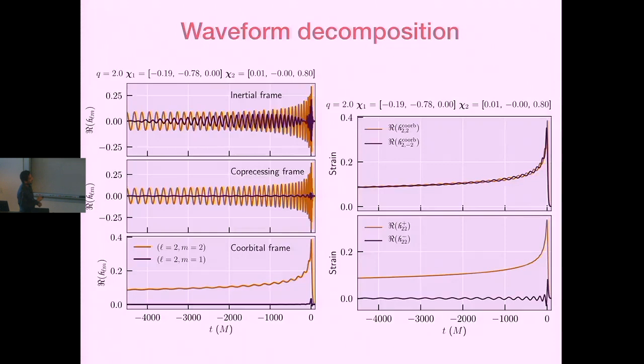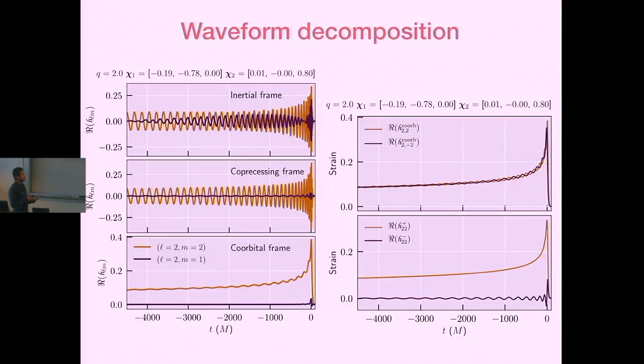So this is the waveform in the inertial frame. The orange curve here is the 2-2 mode, and the blue is the 2-1 mode. Once you go into the co-precessing frame, this is what the two modes look like, which is now much simpler, and you don't see significant modulations in the 2-1 anymore. The other important thing to notice is that the 2-1 mode in the inertial frame can be comparable to the 2-2 mode at times, which is not what you expect for an aligned spin binary black hole.